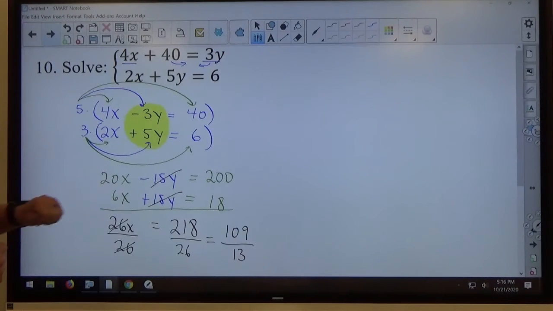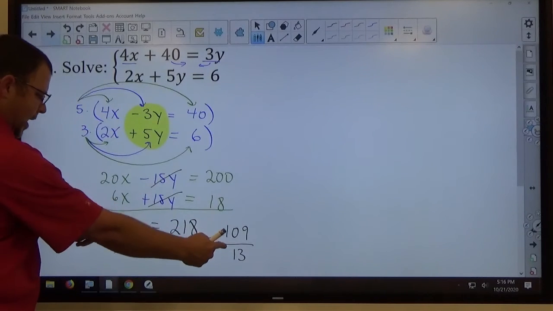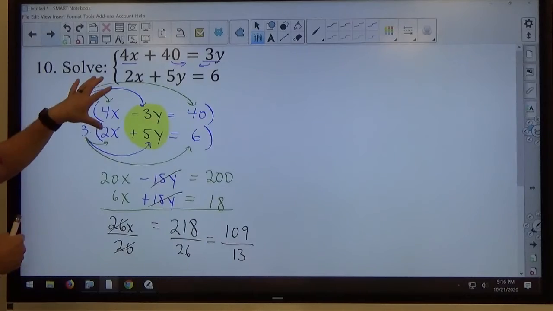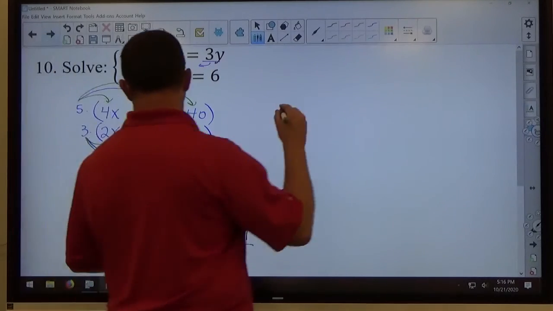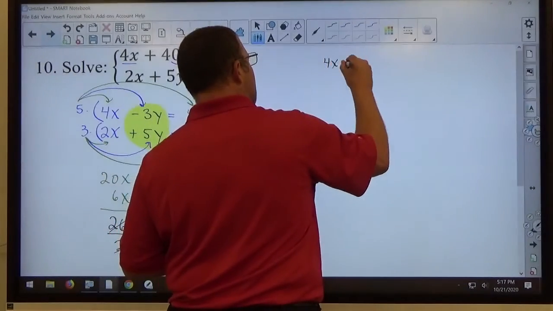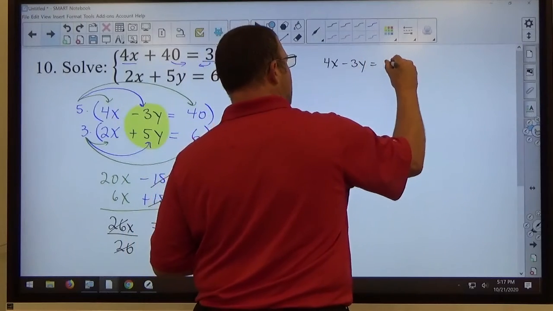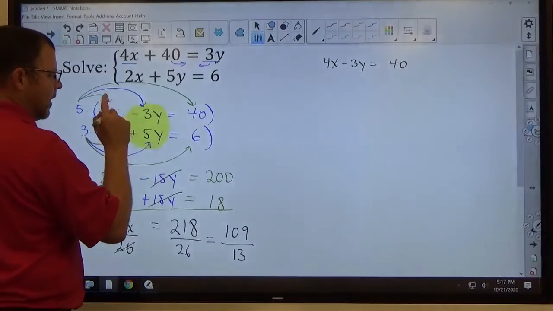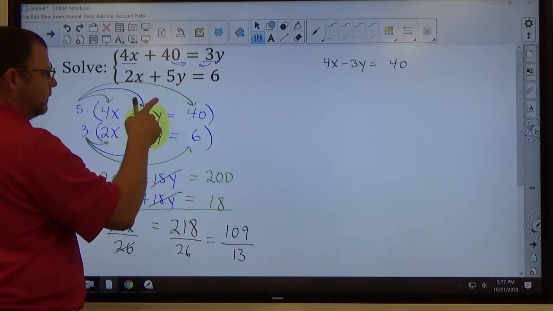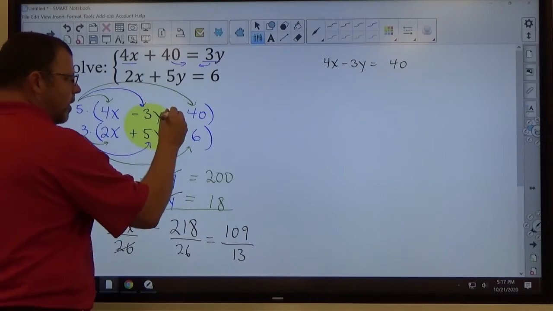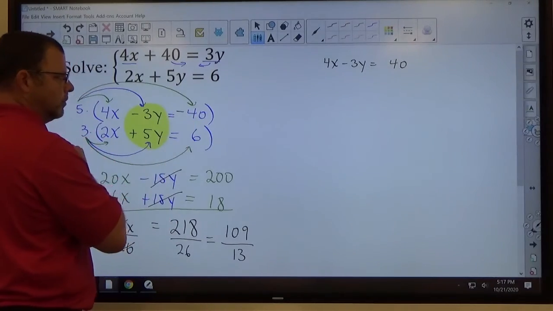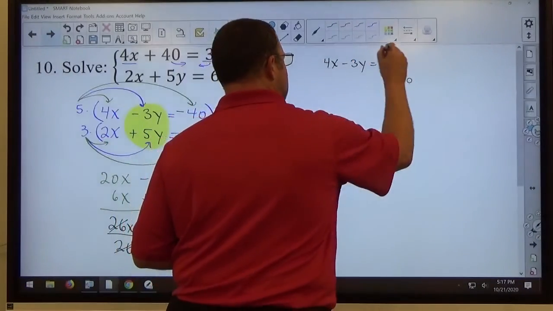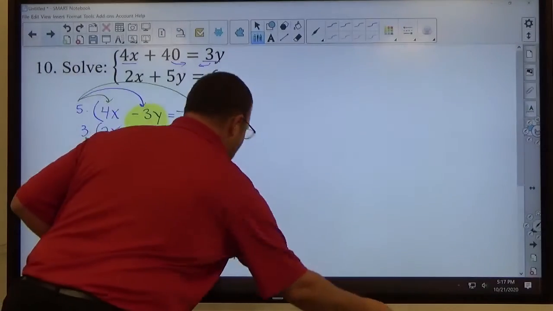All right, since x came out as a fraction, I'm going to go back and eliminate x to find y. So we eliminated y, we found x equals. So now if I eliminate x, I can find y. So I go back to my original problem, 4x minus 3y equals 40. Ooh, I just realized what I did wrong. That should be negative 40. There's a good example of how to do the problem wrong.